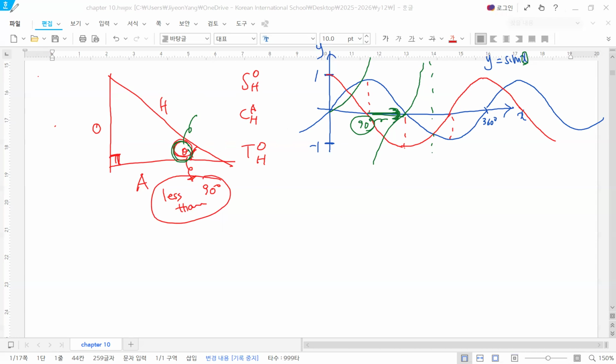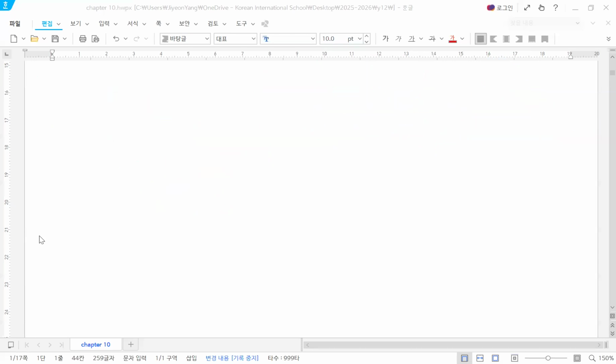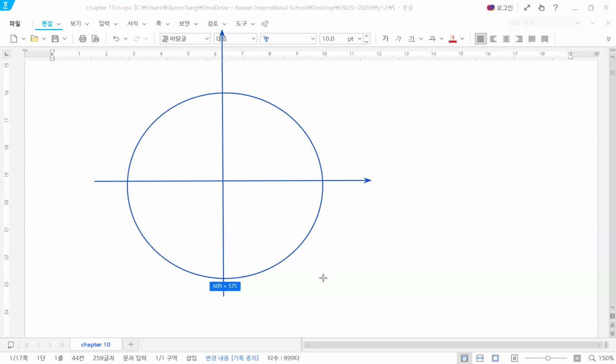So now we're going to change the definition of trigonometry from the beginning. I am going to draw a Cartesian plane first. And then I'm going to draw a circle with center 0.